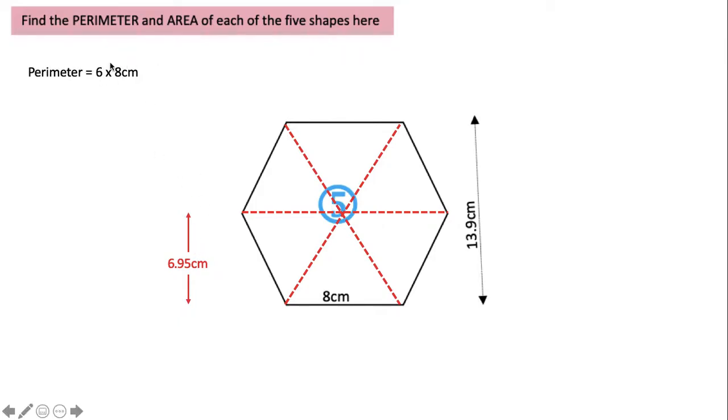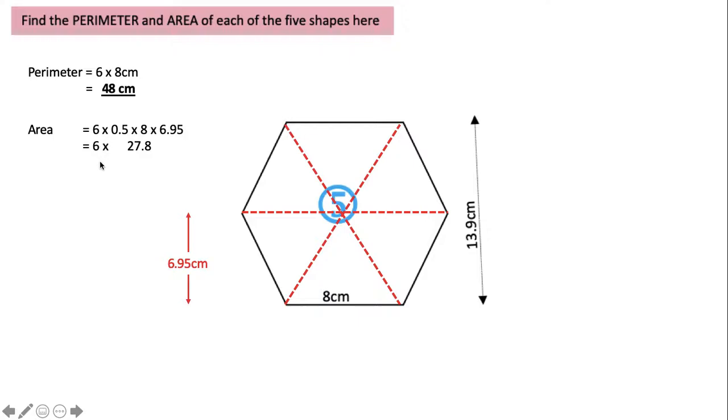So, well, starting off with the perimeter, 6 times 8, because you've got 8, 8, 8, 8, 8, 8. 6 times 8 is 48 centimeters. So the area of a triangle is a half times the base times the height. So a half times the base of 8 times the height of each triangle is 6.95, and then times 6, because there's 1, 2, 3, 4, 5, 6 of them.